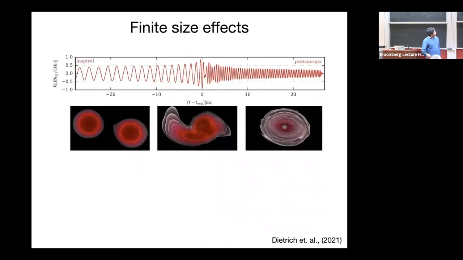Good. All right. So now we come to the first part of the talk, which is about the effect of the finite sizes of the objects on the signal that we see. So this is a cartoon picture of a numerical relativity simulation of a merger. And there are people in this room who know more about this than me.